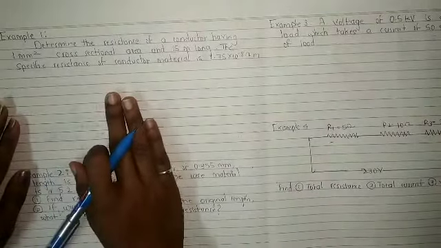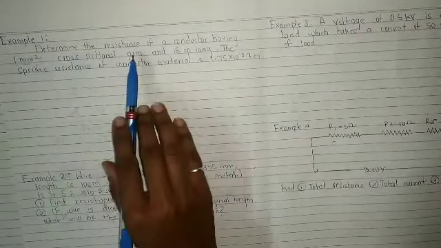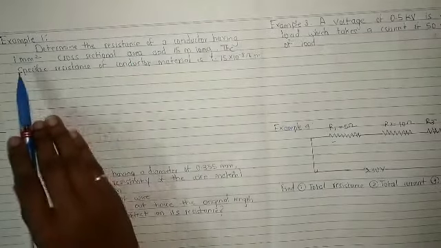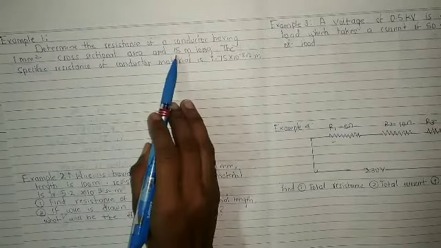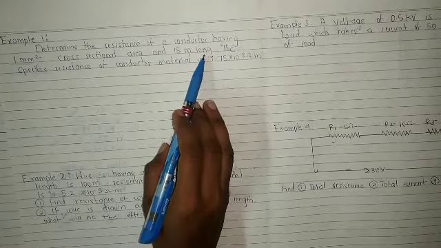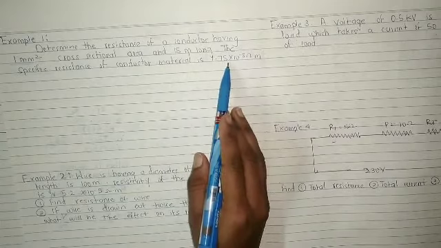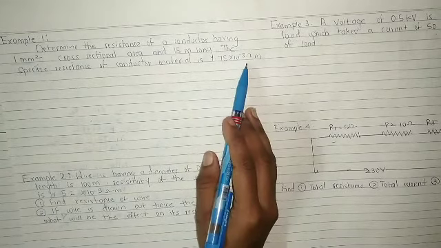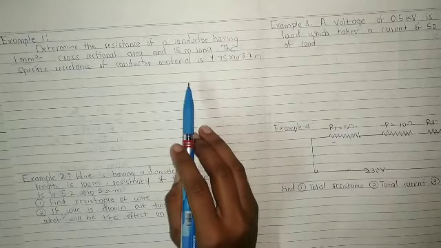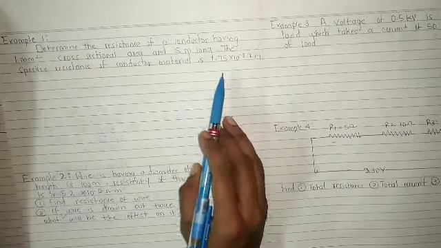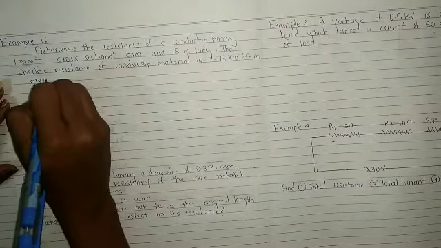So this is our first example. We'll first read the question. Determine the resistance of a conductor having 1 square millimeter cross sectional area and 15 meter long. The specific resistance of the conductor material is 1.75 into 10 raised to minus 8 ohm meter. So we first have to write the given data.